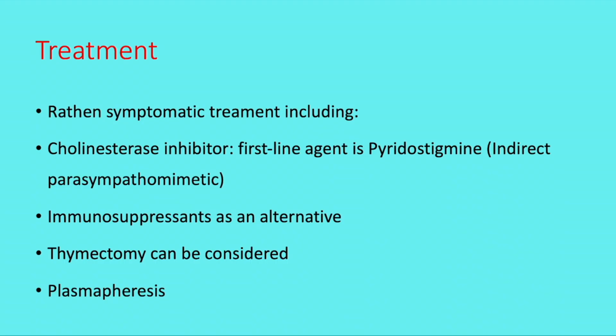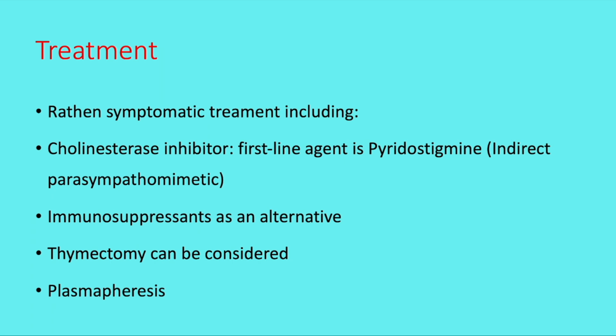Approaching the end of our video, it's time to discuss the treatment, a very important aspect of every disease. The treatment of myasthenia gravis is rather symptomatic. It includes the following: cholinesterase inhibitors. The first-line drug is pyridostigmine, which is an indirect parasympathomimetic drug.